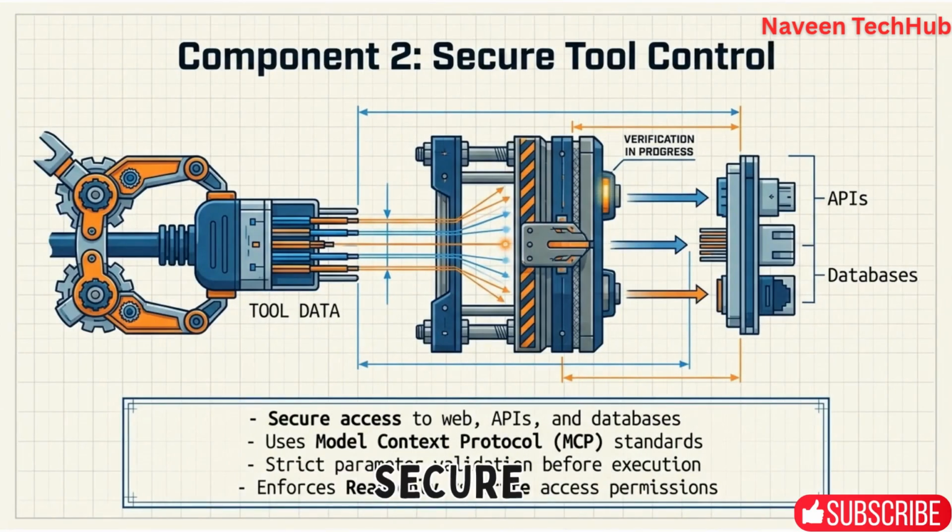Component 2 is secure tool control. This system ensures secure access to APIs and databases, using protocols like Model Context Protocol for validation, and enforcing strict read-only versus write access permissions.